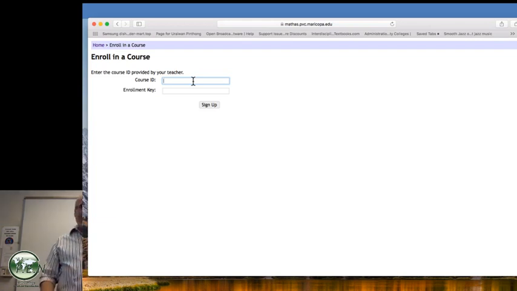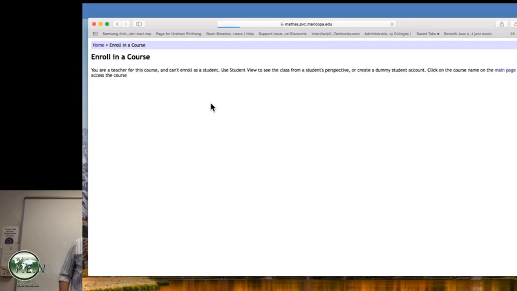From the back here, right? So 6460, that's the course ID. You'll put that in, and then the enrollment key, 2018. I just use the year, so I don't have to remember anything.